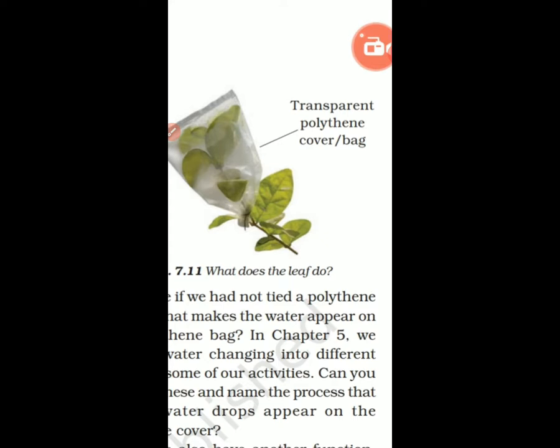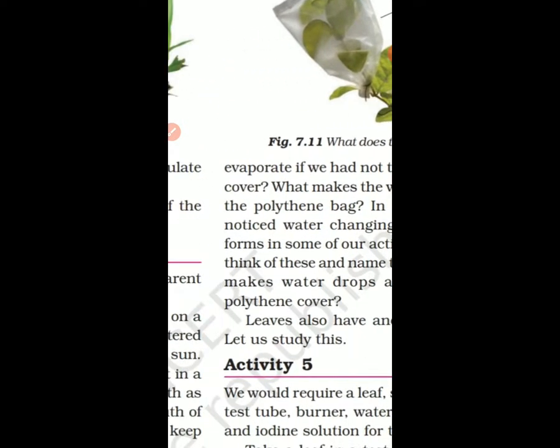After a few hours, observe the inner surface of the cover. What will you see? कुछ घंटों के बाद उसको पहले धूप में रखना है and after that, after 2-3 hours, see inside the polythene bag. What will you find? There will be droplets of water. Right? From where did this water come?